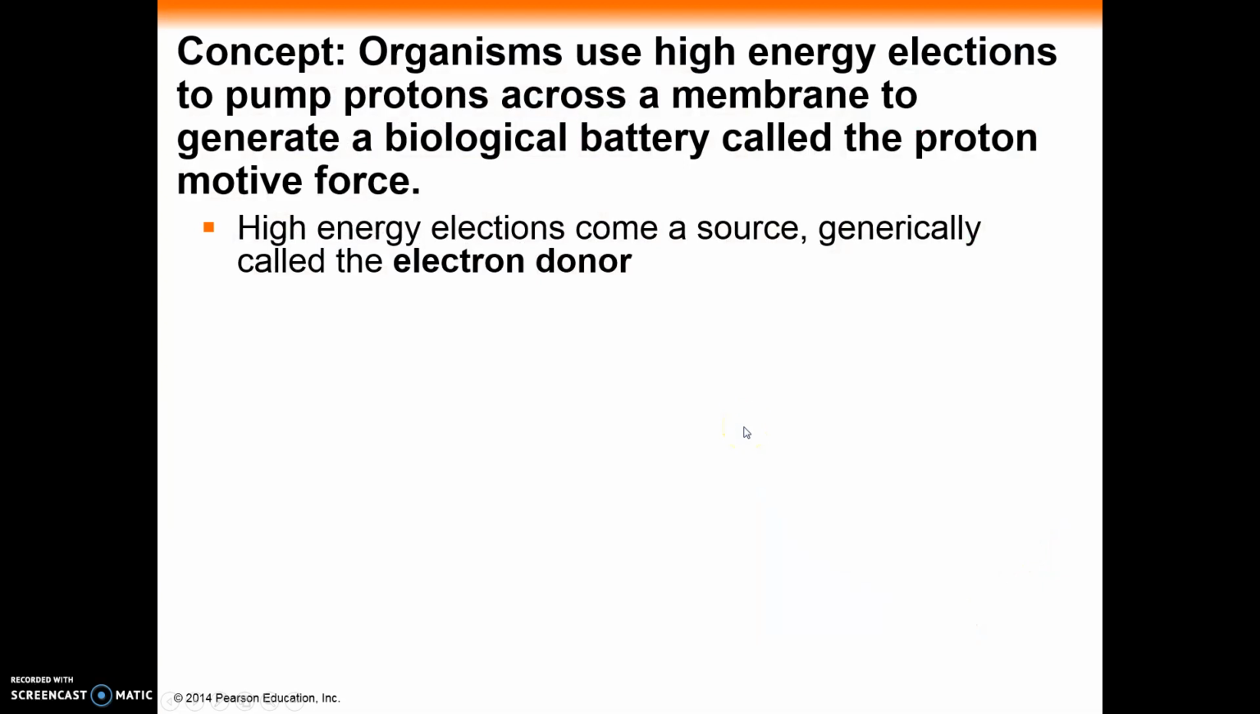So, a couple of terms to keep in mind: we have something called electron donors. This is the source of electrons, and this is coming from some type of high energy electron source. In our case, we're going to be talking about food, but it isn't restricted to that. For us, it is, but for other organisms, they don't have that restriction. They have other ways of getting high energy electron donors.